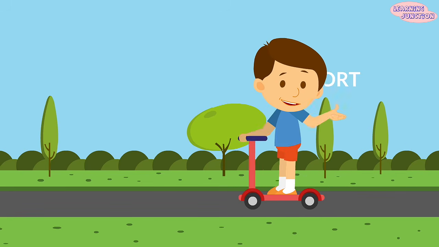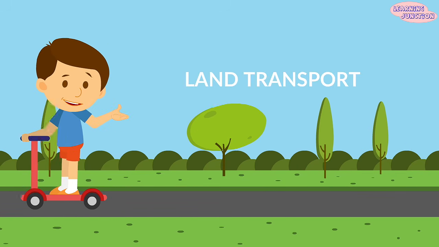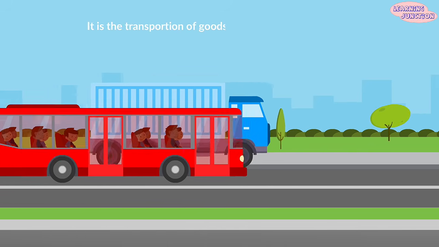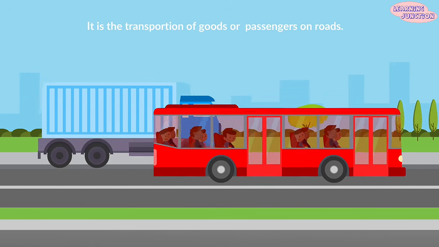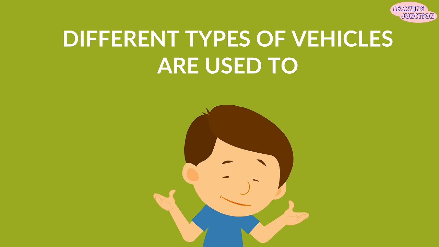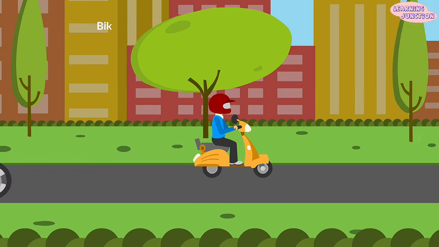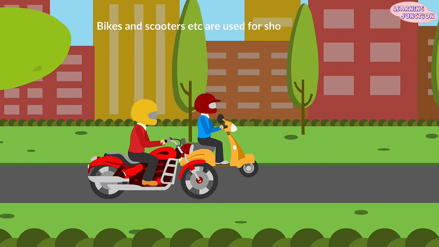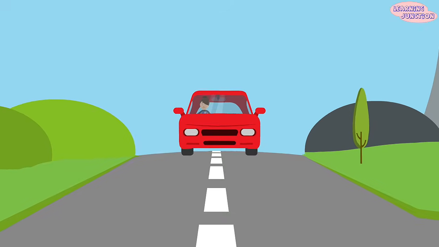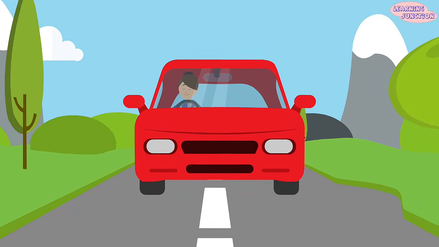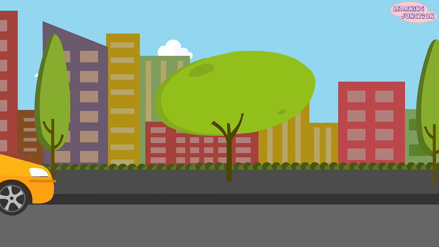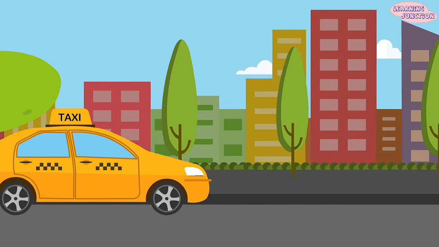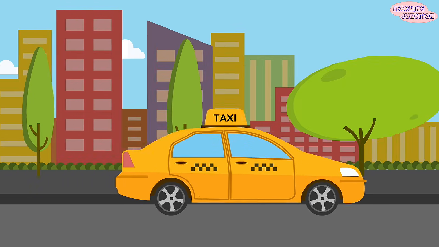Let's first study about land transportation. It is the transportation of goods or passengers on roads. Different types of vehicles are used to cover distances. Bikes and scooters might be used for short distances. Whoa, it's a car. Some people use cars. Oh, look, a taxi is coming. We can cover short distances with taxis.